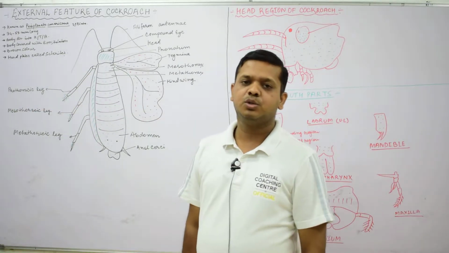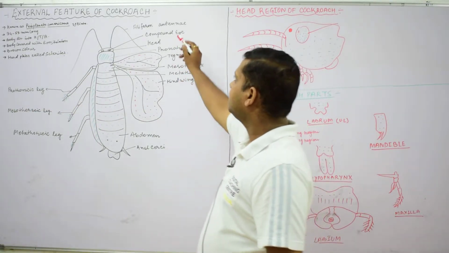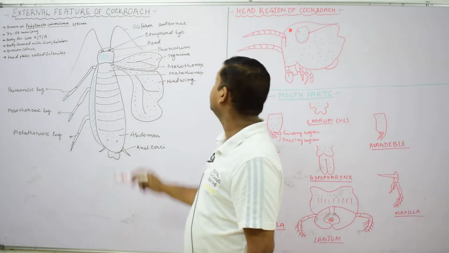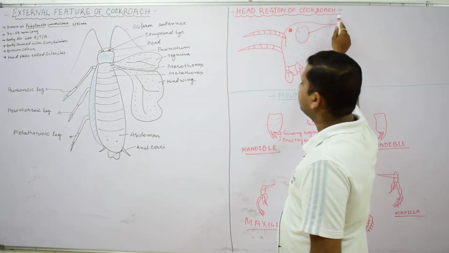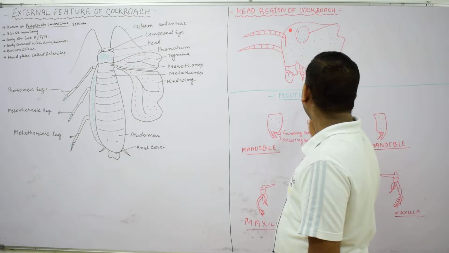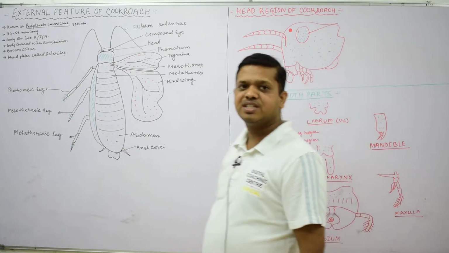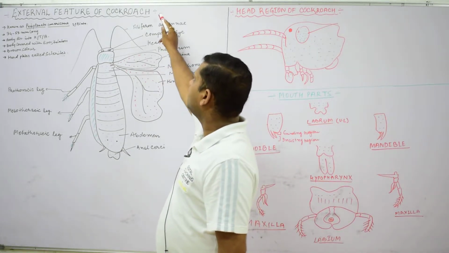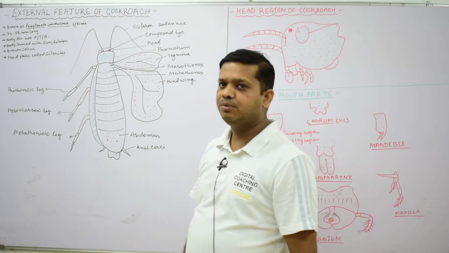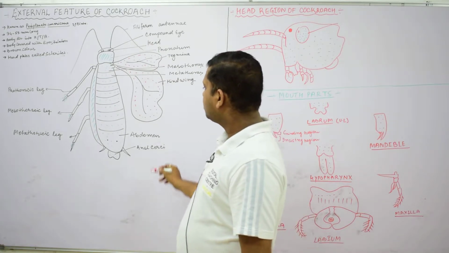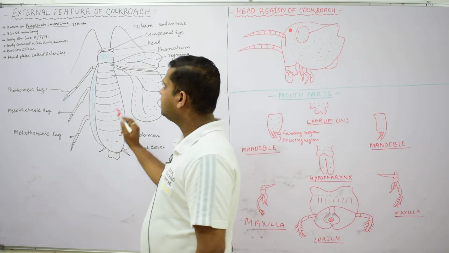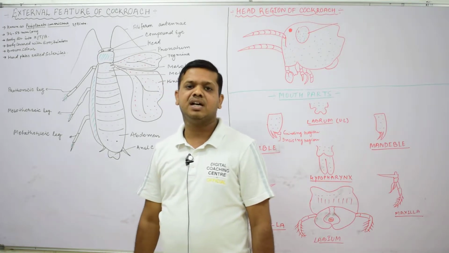Hello friends, today we will talk about the external features of the cockroach, as well as the head region and mouth parts. So first we will see the external features of the cockroach. First of all, we will understand that the cockroach is especially known as Periplaneta americana.